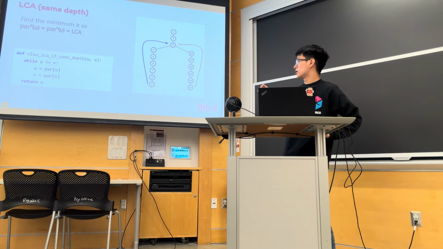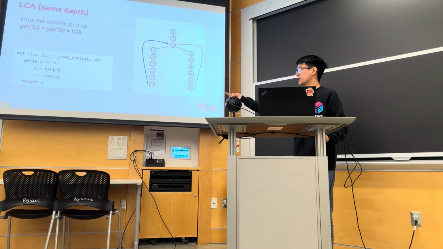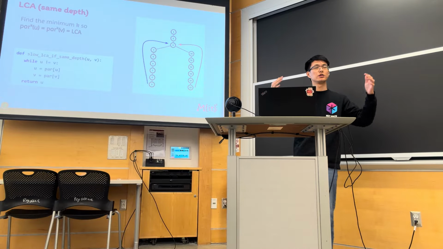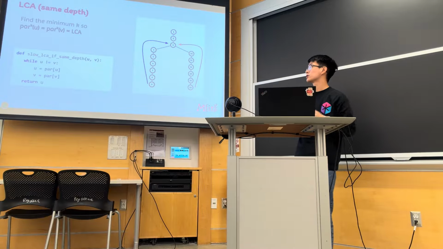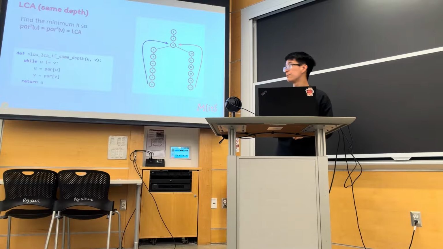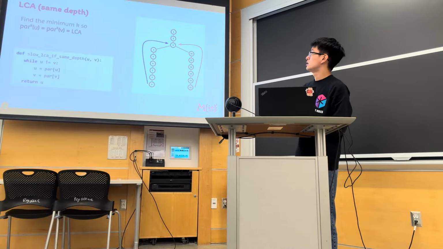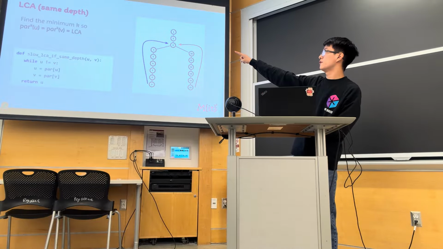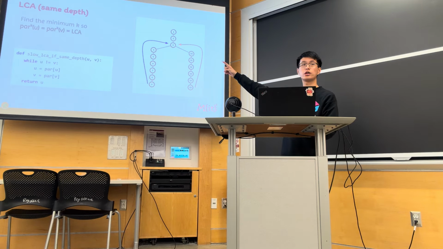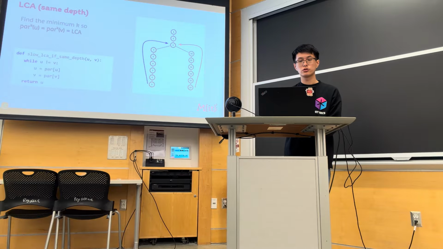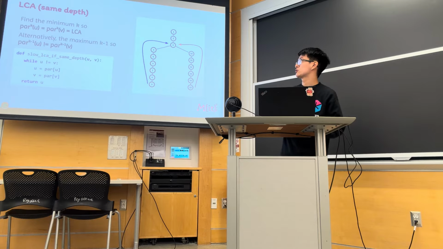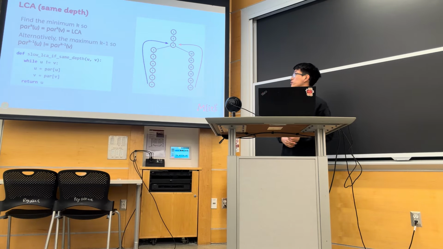So one thing you might notice is that, hey, we're taking a lot of parents. And the algorithm we just covered, binary jumping, made it pretty easy to take a lot of parents really fast. So we can try applying that. But in order to do that, let's first transform this problem of finding the minimum k so that the parents are equal, which is what the LCA is, into finding the maximum k minus 1 so that they're not equal.